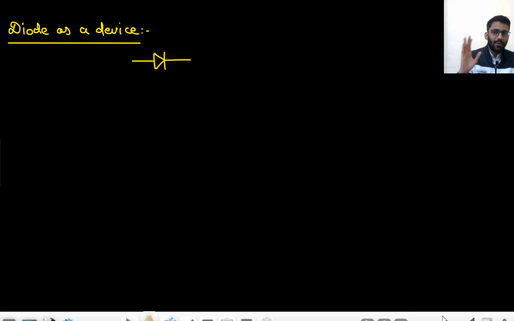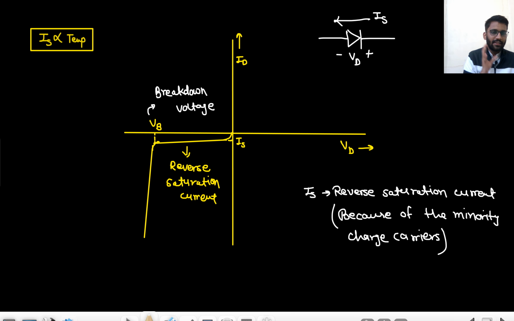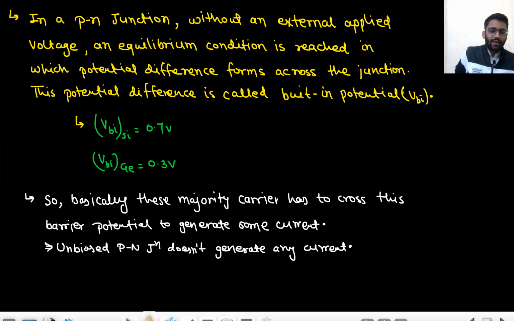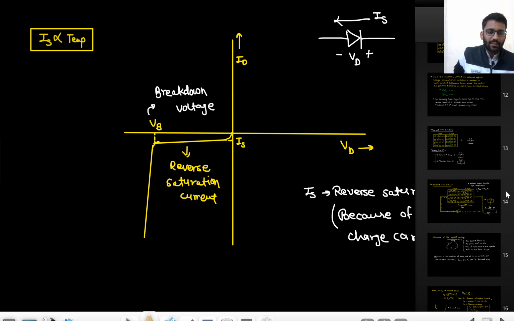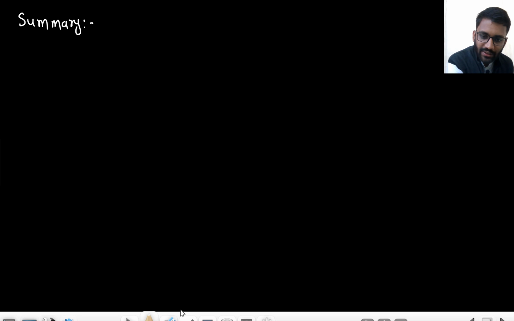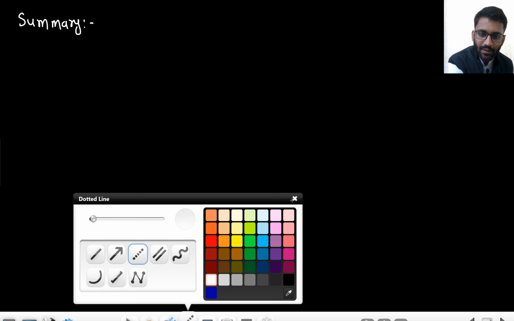In the next lecture we will study the diode as a device, and how we will use it in circuit analysis. Only a few points you will have to remember from this complete lecture. If I summarize, only a few points you have to remember. I can write a summary after this page. Only these points you have to remember. That's it.